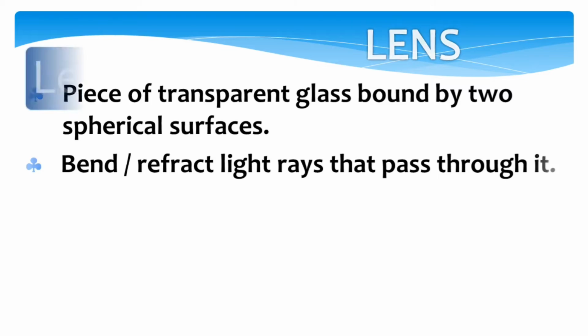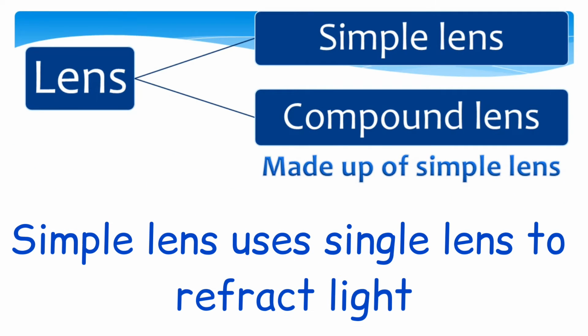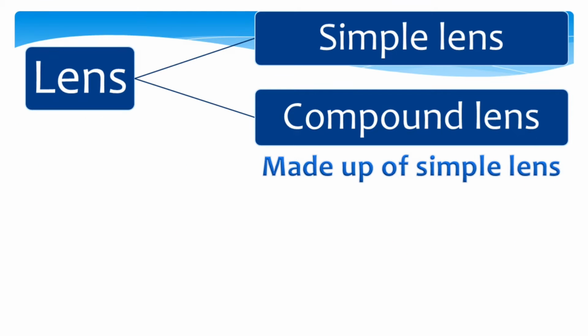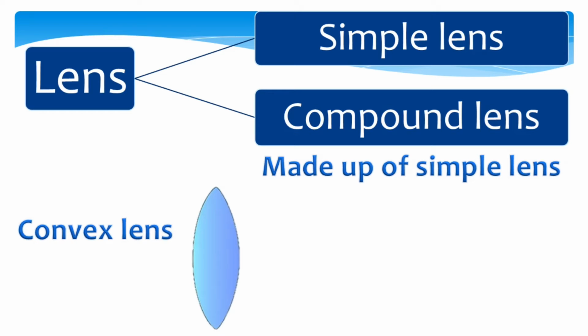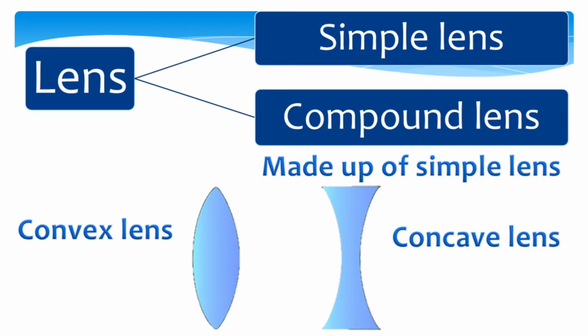Basically, there are two types of lenses, simple lens and compound lens. Compound lenses are actually made up of simple lenses. This year we are going to learn about the two types of simple lenses, concave and convex lens. A lens which is thicker in the middle and thinner at the edges is known as convex lens, and a concave lens is thinner in the middle and thicker at the edges. Let's now understand more about the convex lens.